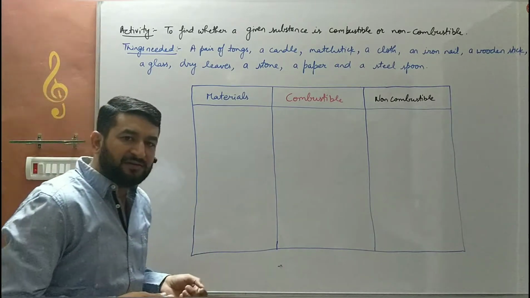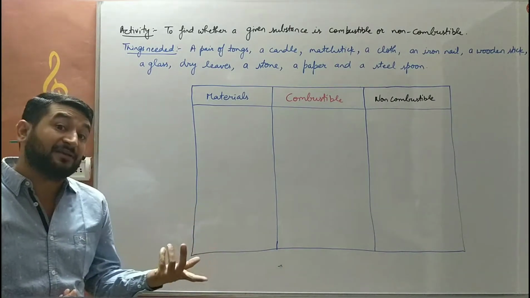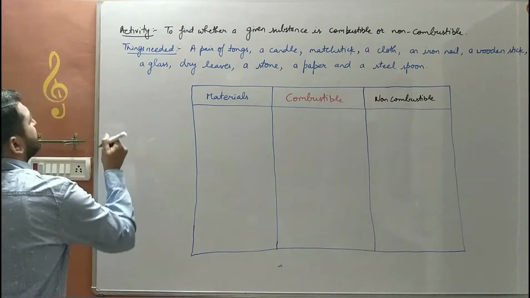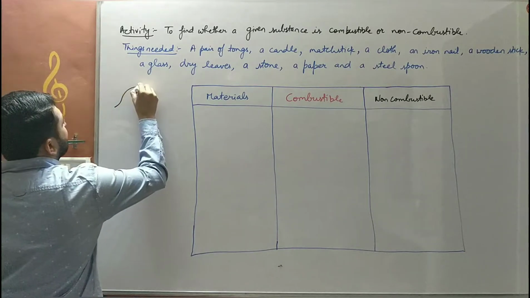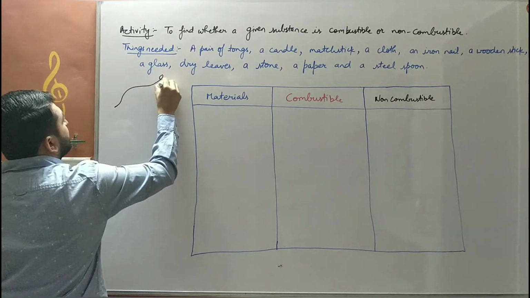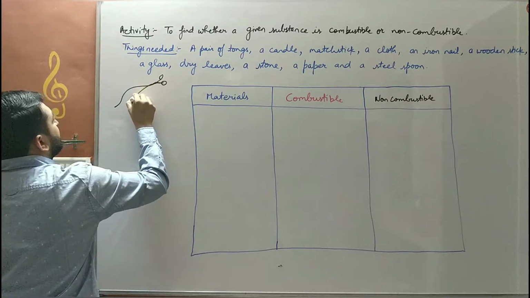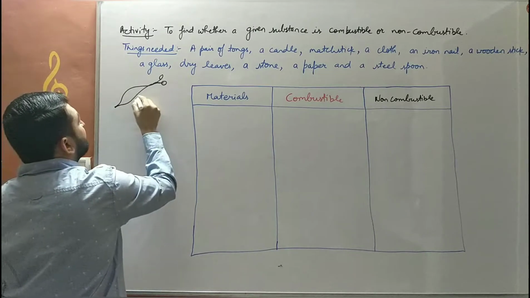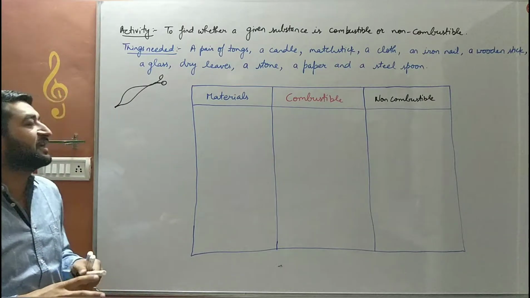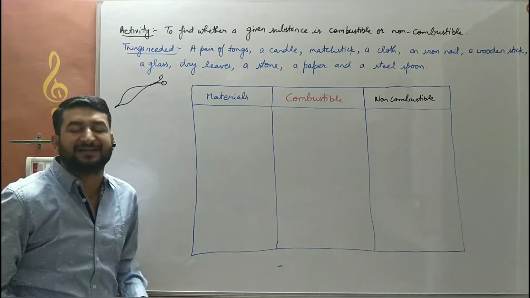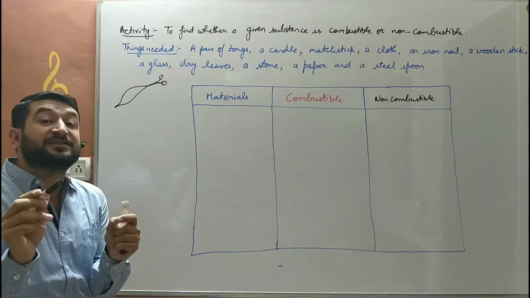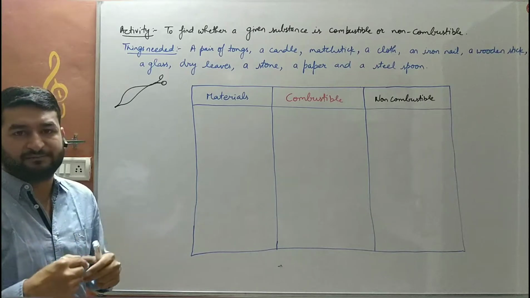Like we require a candle to burn something, and a matchstick to light the candle itself. We require a pair of tongs. What are tongs, beta? It's a device which is used to hold something. It usually looks like this, a scissor-like structure by the help of which we hold something. These are a pair of tongs, बच्चे, so that we can hold the material which is going to be tested, to see whether it is combustible or not. That is, whether it produces heat or light energy in the presence of oxygen or not.